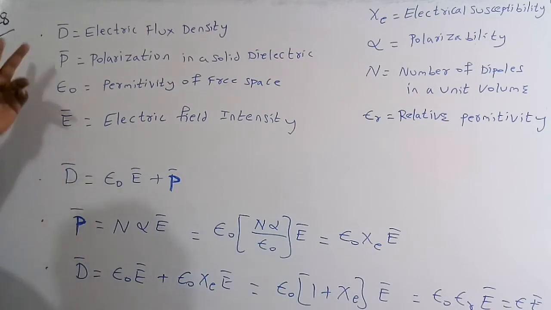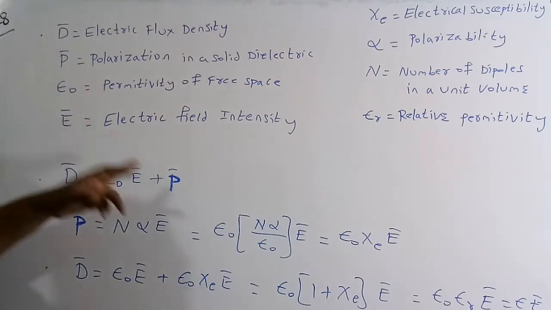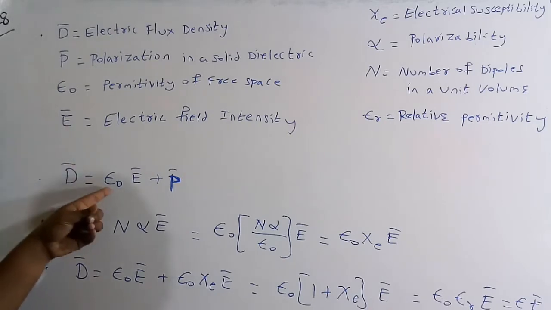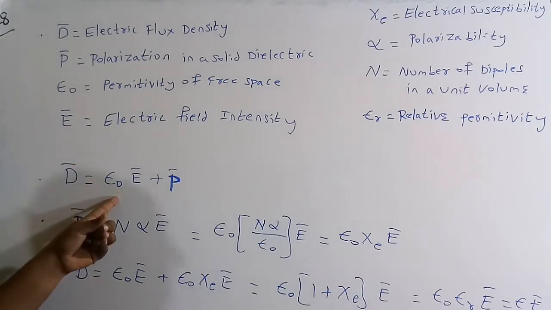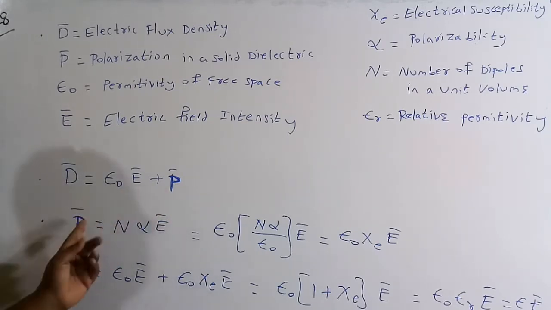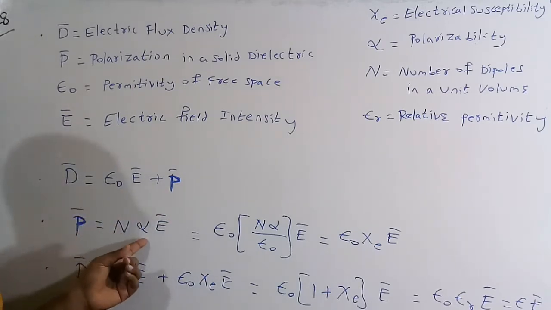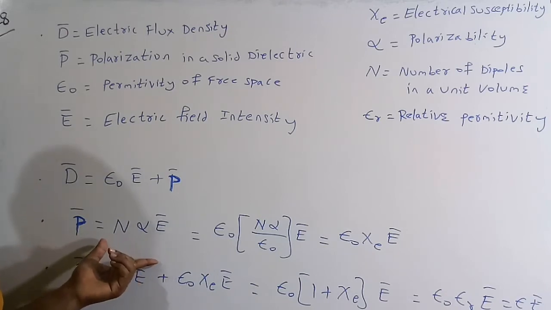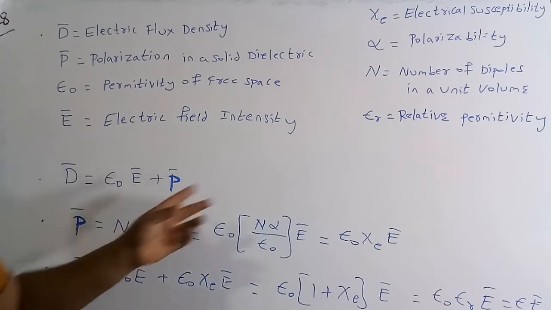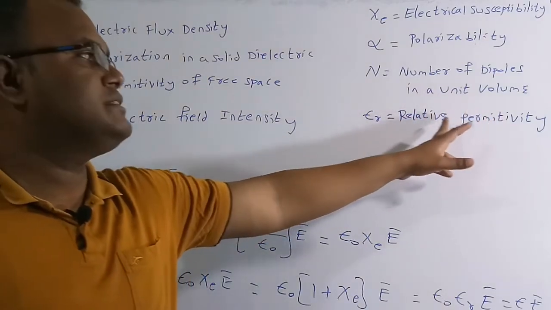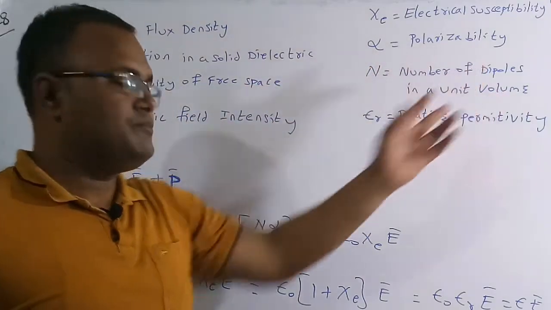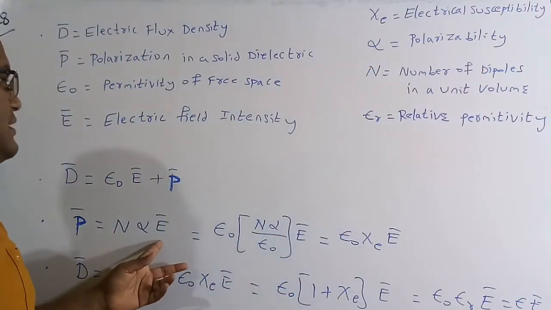D bar is called the electric flux density, P bar is called the polarization in a solid dielectric, epsilon naught is called the permittivity of free space, and E bar is called the electric field intensity. But the polarization is equal to N into alpha into E bar. This is an expression I have already derived in the offline class, where N is the number of dipoles present in a unit volume, alpha is the polarizability, and E bar is the electric field intensity.